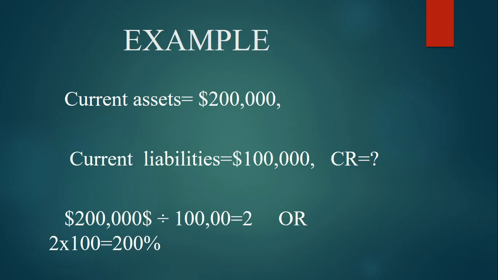Here we take an example of the current ratio. The current assets are $2 lakhs and the current liabilities are $1 lakh. So the current ratio will be 2 lakhs divided by 1 lakh, which is equal to 2. It means if you have a liability of $1, you have current assets of $2. It means you have a strong liquidity position, and if we want to get the figure in percentage, we will multiply by 100. The result is 200.